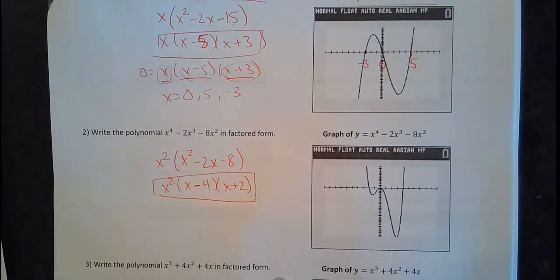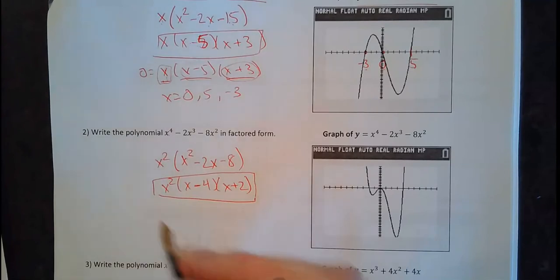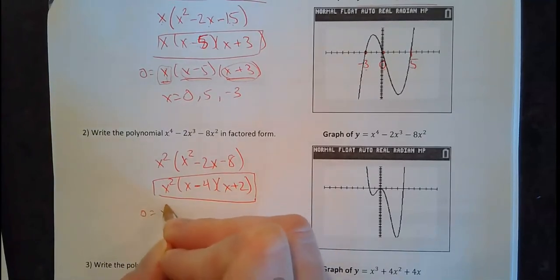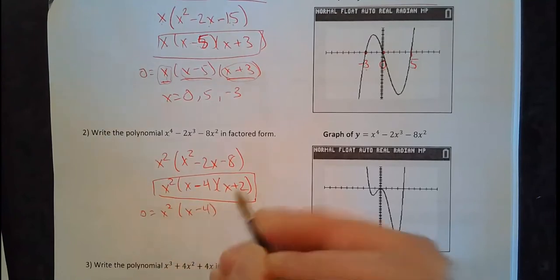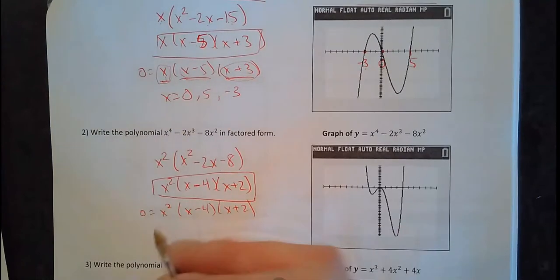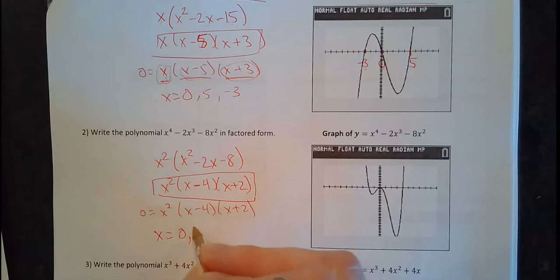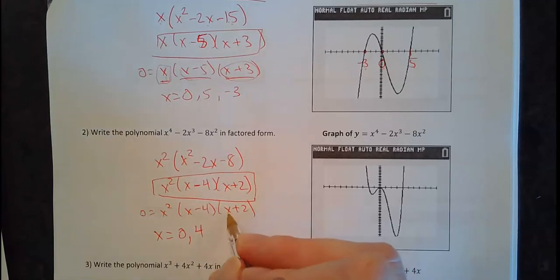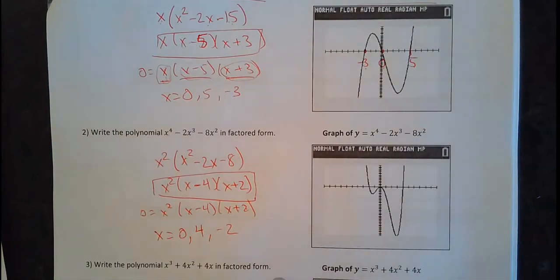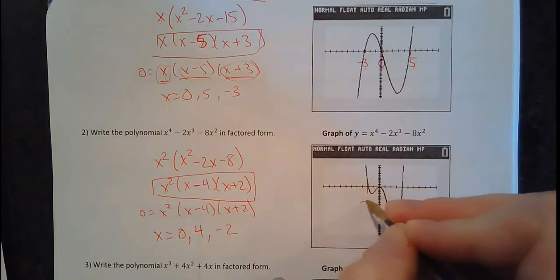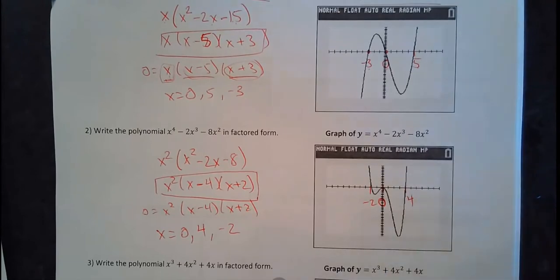But if I said solve for the zeros on this, 0 equals x squared, x minus 4, x plus 2, then we would say x equals, well, what would I plug in here? What squared equals 0? 0. What minus 4 equals 0? 4. And what plus 2 equals 0? Negative 2. Let's go over here and look at the graph. Notice, here's a negative 2, here's a 0, and here's a 4.